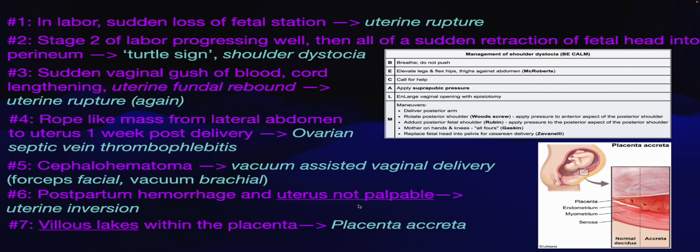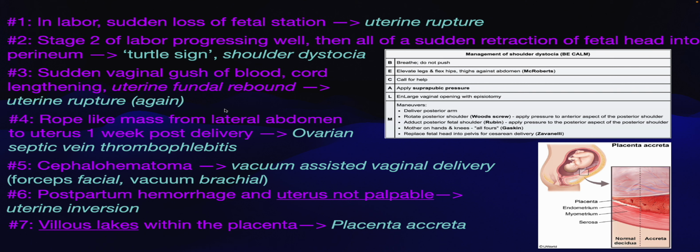So postpartum hemorrhage, non-palpable uterus, uterine inversion. Cephalohematoma, vacuum-assisted vaginal delivery, touching on the facial nerve injury associated with forceps, and the brachial plexus, again associated with the vacuum-assisted, and then rope-like mass, ovarian septic vein thrombophlebitis.